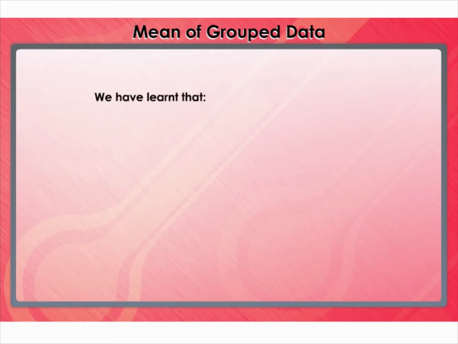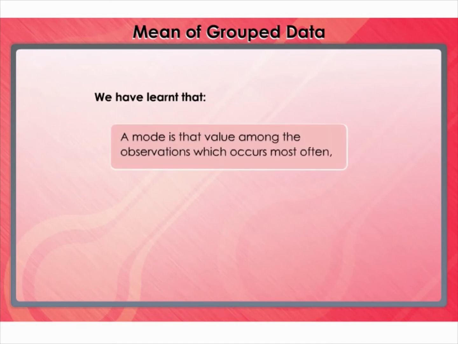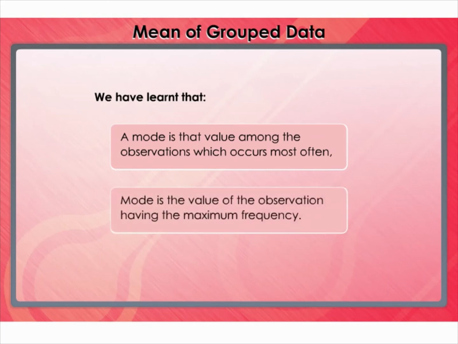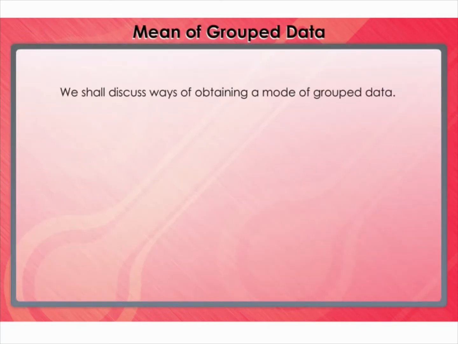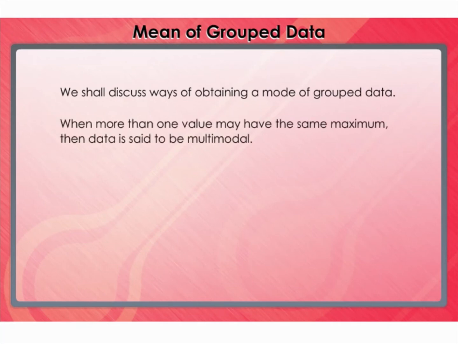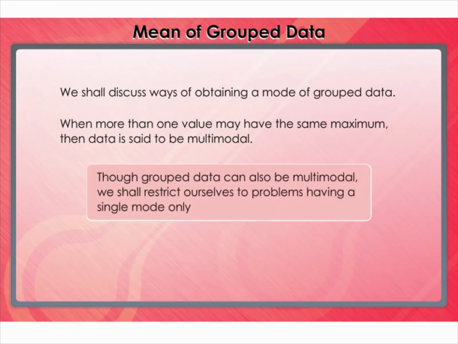Let's have a recall about mode from the previous classes. We have learned that a mode is that value among the observations which occurs most often. Mode is the value of the observation having the maximum frequency. We shall discuss ways of obtaining a mode of the group data. It is possible that more than one value may have the same maximum frequency. In such situations, the data is said to be multimodal. Though group data can also be multimodal, we shall restrict ourselves to problems having a single mode only.